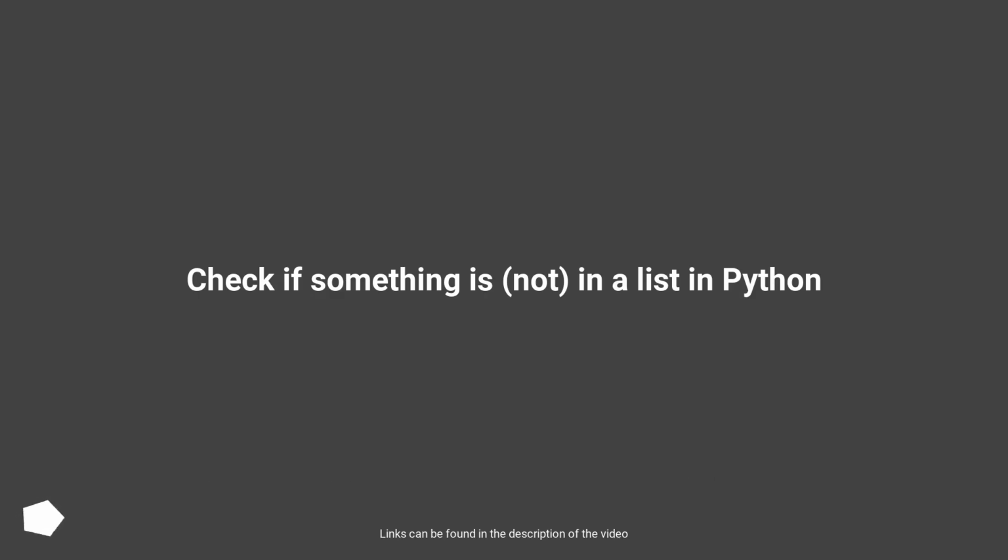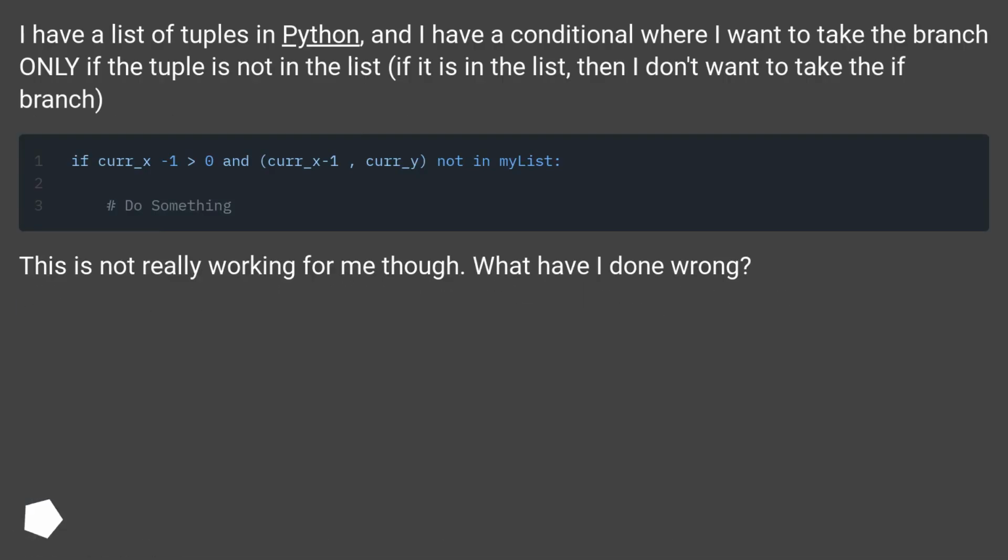Check if something is not in a list in Python. I have a list of tuples in Python, and I have a conditional where I want to take the branch only if the tuple is not in the list. If it is in the list, then I don't want to take the if branch.